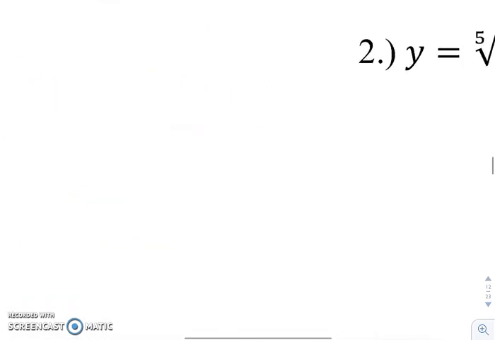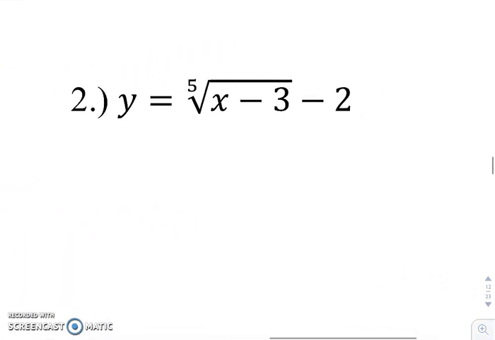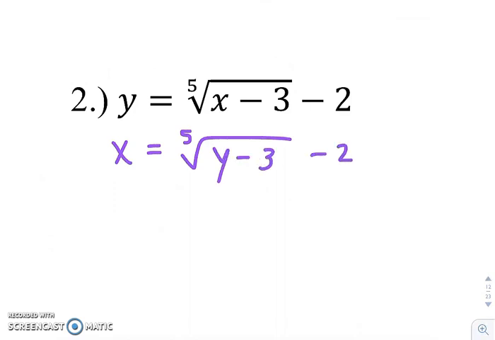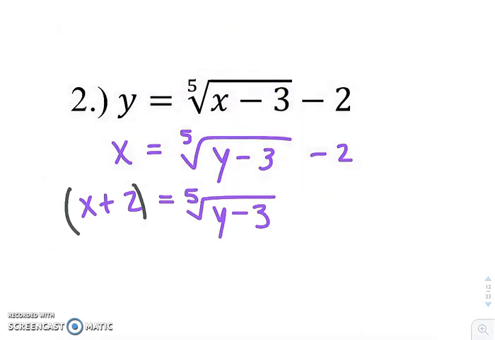Same thing we're going to do with number 2. So we're going to make this x equals 5th root of y minus 3 minus 2. So same idea, we'll add that 2 over. Make this x plus 2 equals the 5th root of y minus 3. So on the other side, to undo the power, we took the root. To undo a root, we need to raise it to the equivalent power. So we're going to raise both sides to the 5th power.